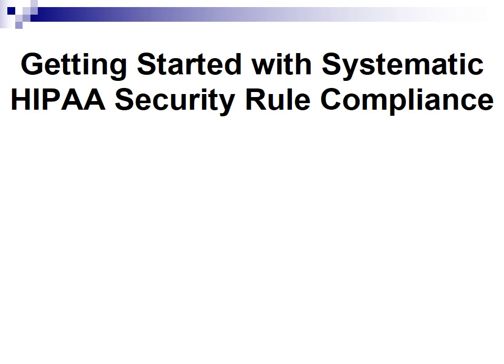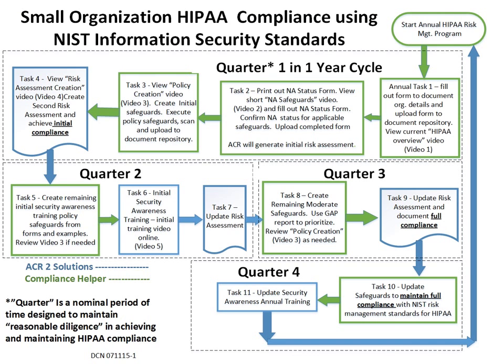Getting started with automated HIPAA security rule compliance is relatively straightforward. HIPAA security rule compliance using the NIST standards is a cyclical process. The overall cycle of 11 tests is shown here. For convenience, the more or less annual cycle has been divided into 4 quarters. A given set of tasks may take more or less time than this, depending on the complexity of the situation and available resources.